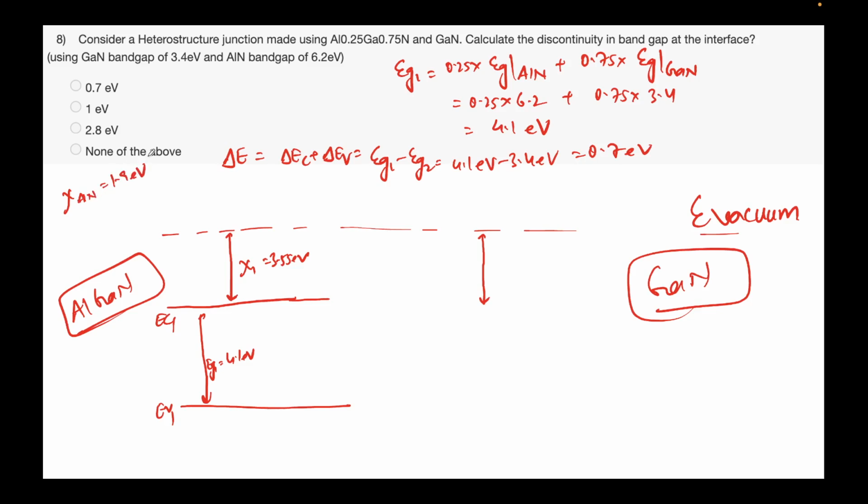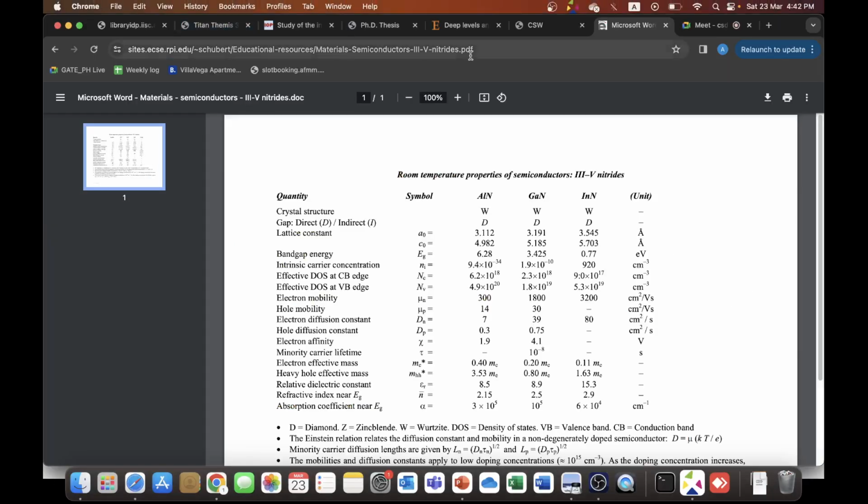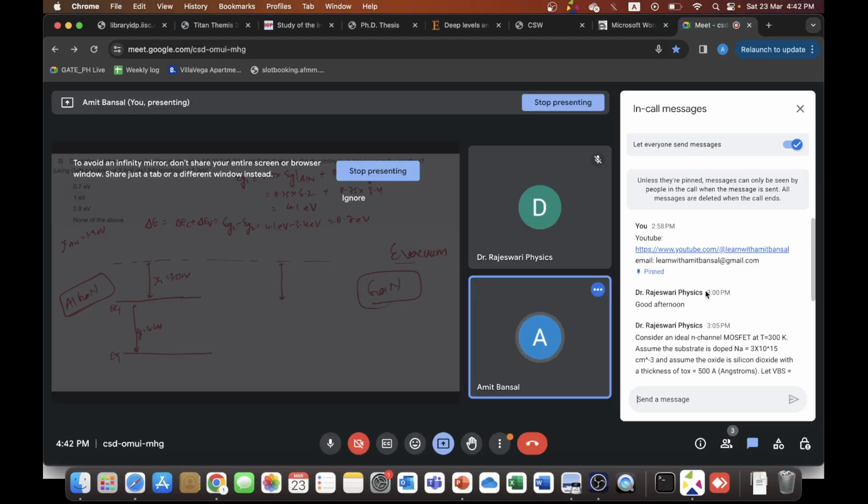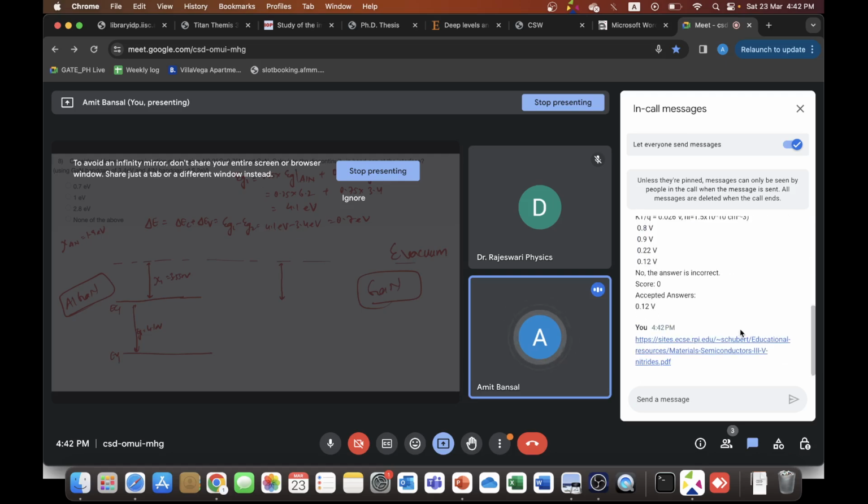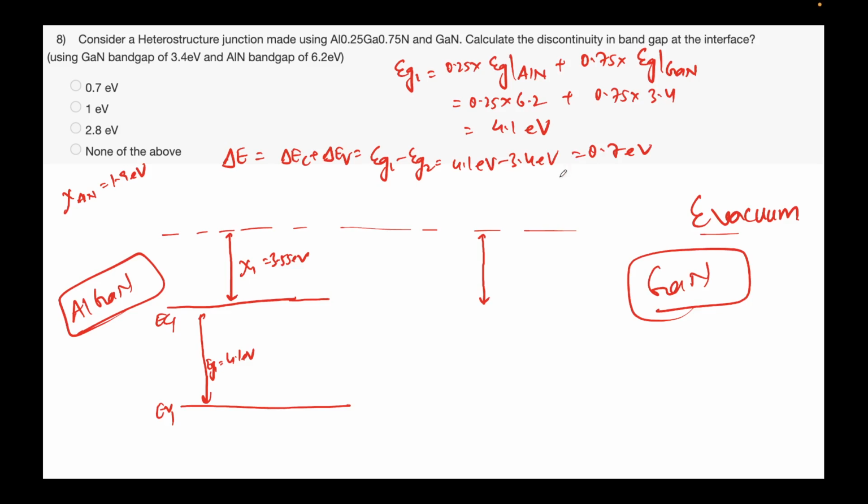It showed me, in fact, I'll try to share the link. Yeah, I have the link with me. So in fact this was the link. Refer to this. This is my reference for this. You can have a look. In this, aluminum nitride is 1.9. That's where my data is coming from.